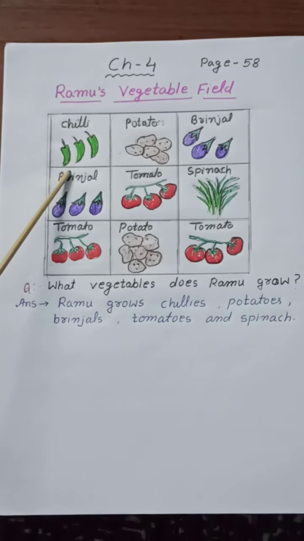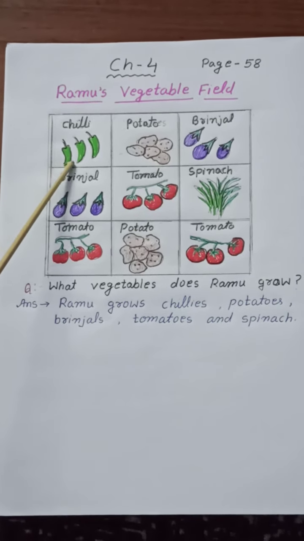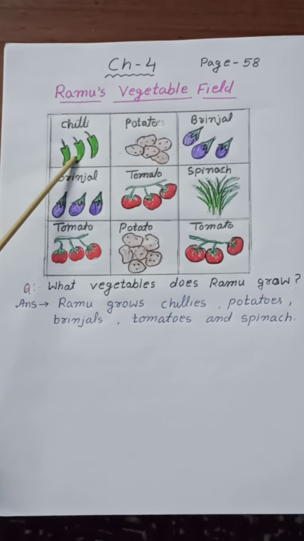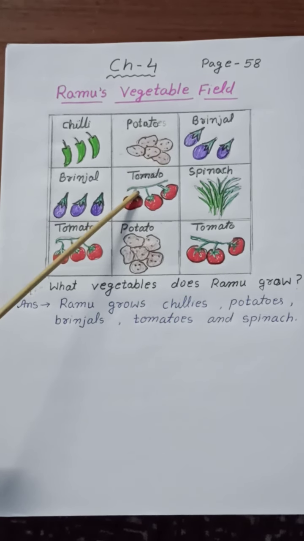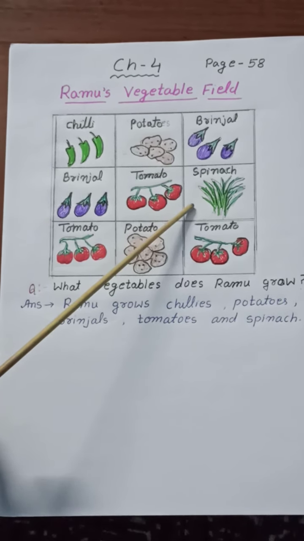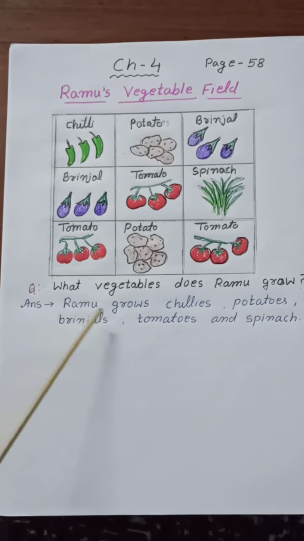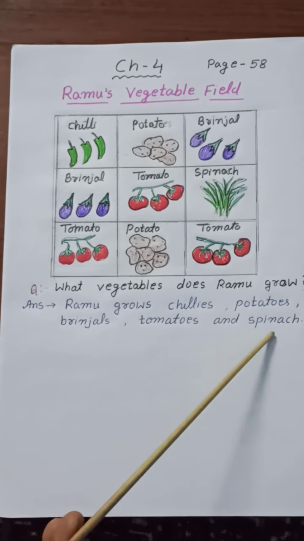So children, here you can see different types of vegetables. So we will write the answer. Ramu grows chili, potato, brinjal, tomato and spinach. Okay, that's why I have written the answer here. Ramu grows chilies, potatoes, brinjals, tomatoes and spinach.